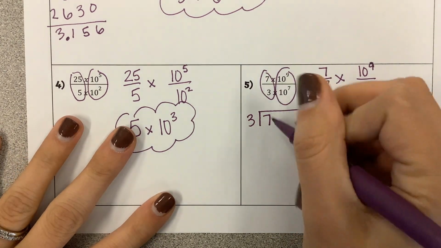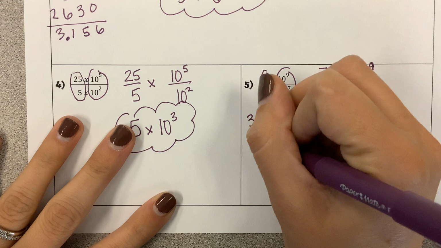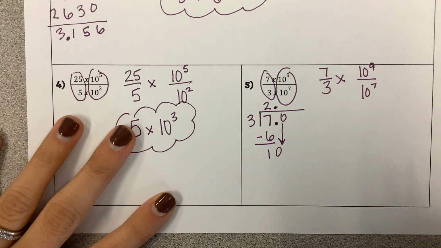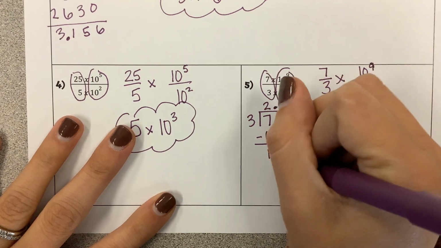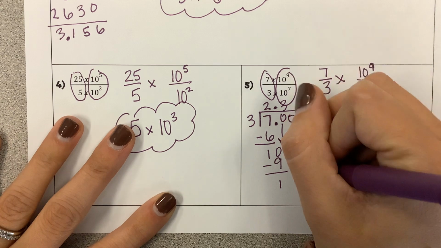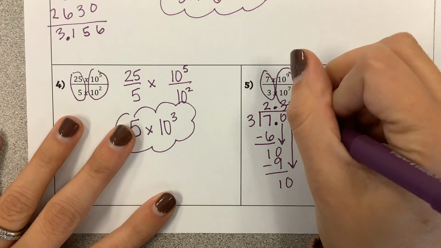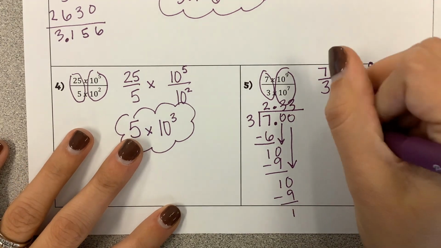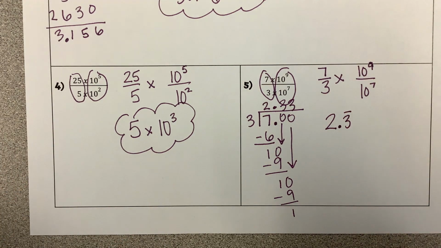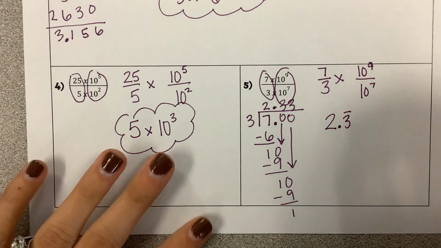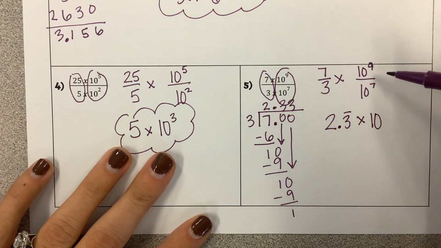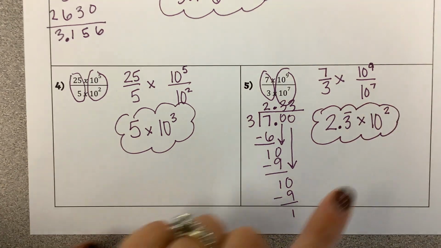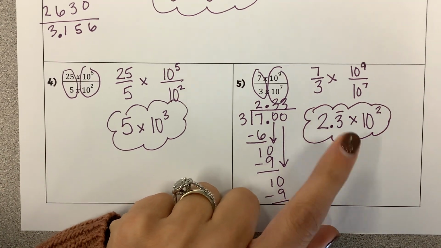7 divided by 3. 3 goes into 7 twice. We get a remainder of 1, so we add a 0, bring it down. 3 goes into 10 3 times. Get a remainder, add a 0, bring it down. 3 goes into 10 3 times. This is going to keep going on and on forever. So our number is 2.3, repeating, times 10, well, 9 minus 7 is 2. So times 10 to the 2nd power. And this does fit what we need for scientific notation, so we are good.